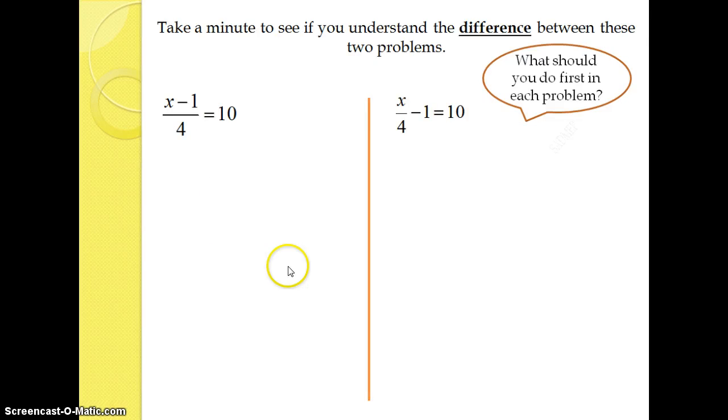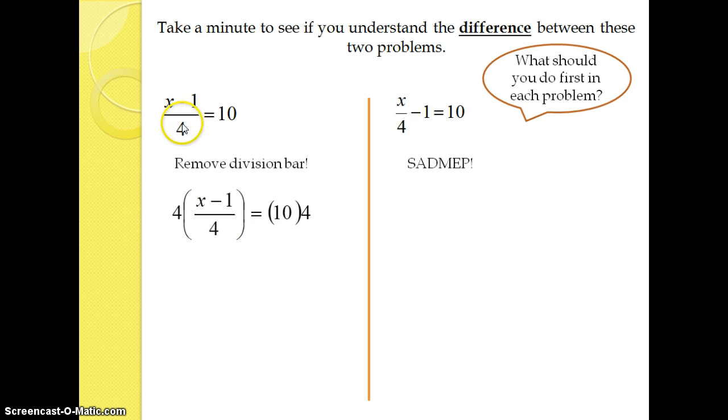The problem to the left, you need to remove this division bar. Remember that it acts as a grouping symbol. The problem to the right, you just need to start undoing the order of operations by removing this negative 1 first. So on this problem over here, we're going to multiply by 4 on both sides. Over here, I'm just going to start by adding the 1. Okay? See if you can finish these problems out. I have the answers listed below.